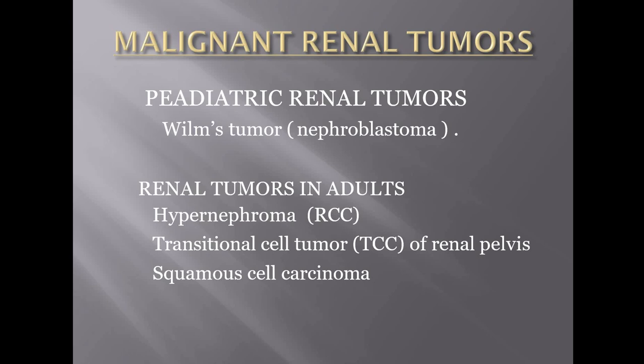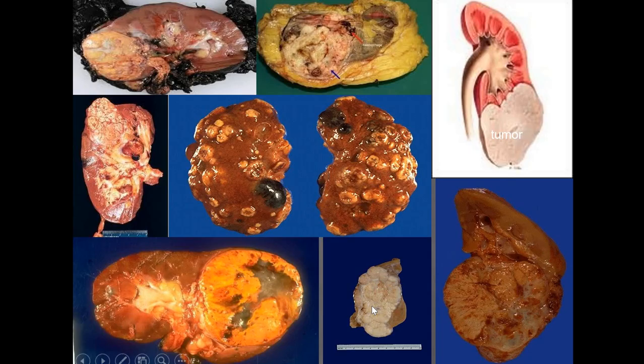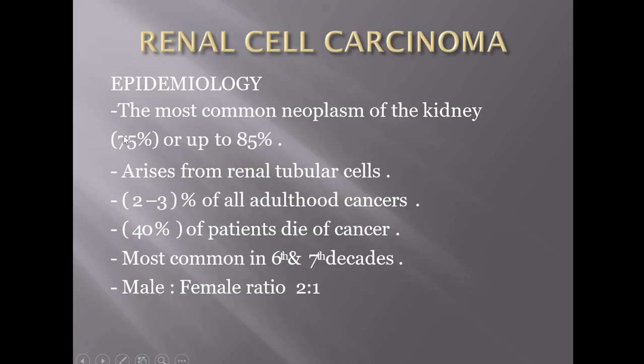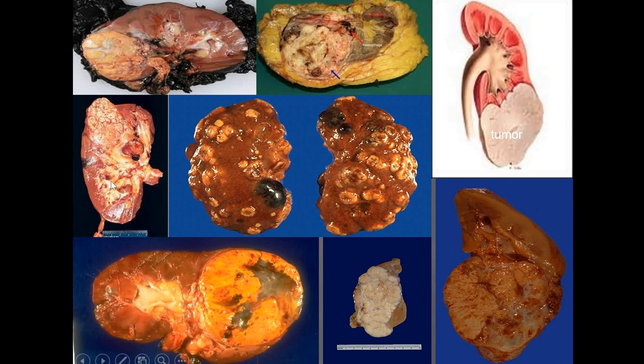Now coming to the malignant renal tumors. In the pediatric population, the most common malignant renal tumor is the Wilms tumor, which is also referred to as the nephroblastoma. And in adults, we have hypernephroma, which is also called renal cell carcinoma, transitional cell carcinoma of the renal pelvis, and squamous cell carcinoma. This is just a picture showing various gross presentations of the renal cell carcinoma.